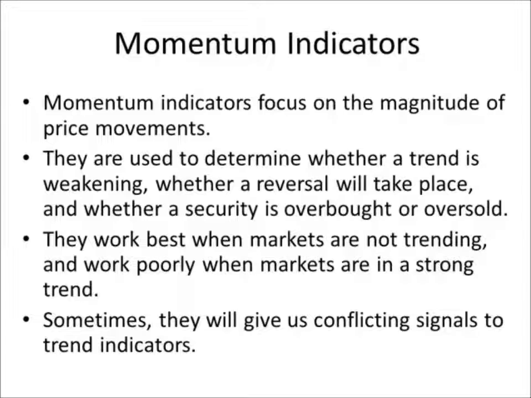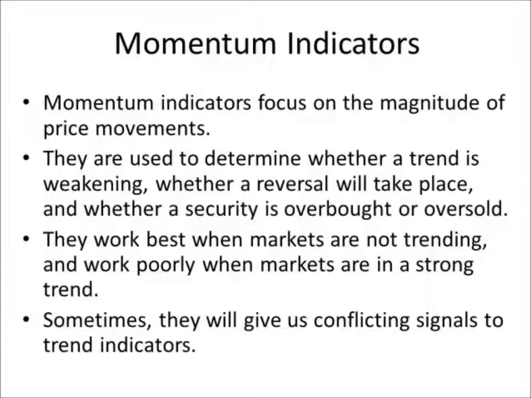Is the price going up? Is it going down? What is the current trend? And when do trends start and when do they end? And how do we take advantage of them? Momentum looks at something a little different. Whereas trend indicators are primarily focused on the direction, momentum indicators are focused on the magnitude of price movements.